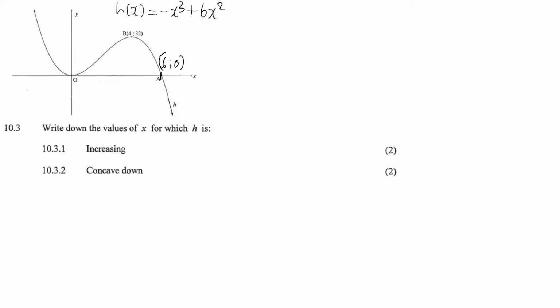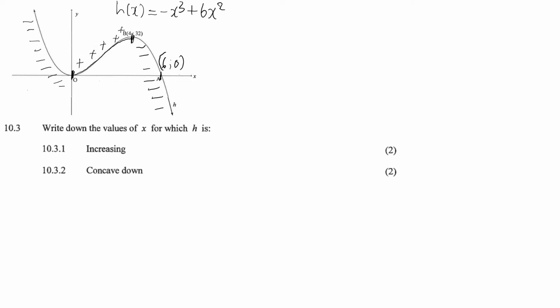10.3. They say write down the values of x for which h is, 10.3.1, increasing. Okay, so they want you to determine the values of x for which the graph of h is increasing. So how do we determine that? We know that from this point, as we are moving down towards the turning point, our graph is decreasing. So we can just indicate it like that. Then from this point till this turning point, our graph is increasing. All right. Then from this point going down, our graph is again decreasing.